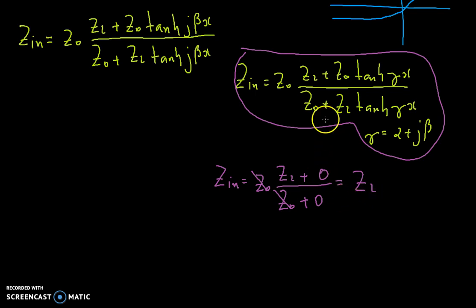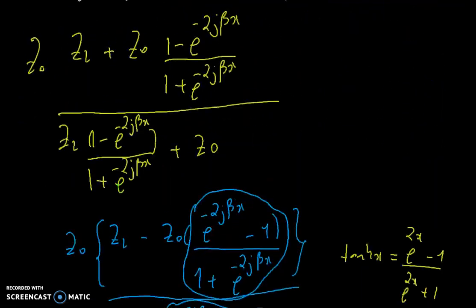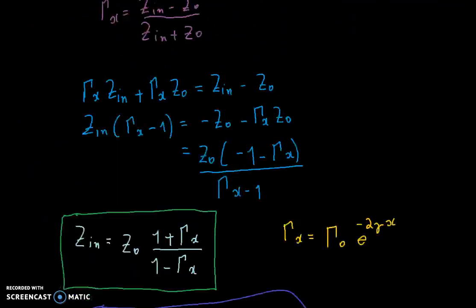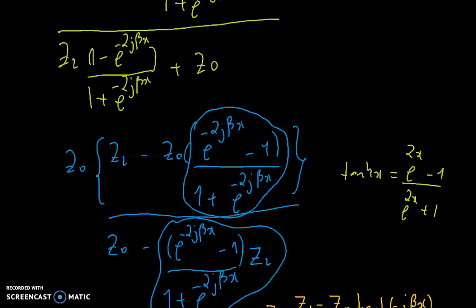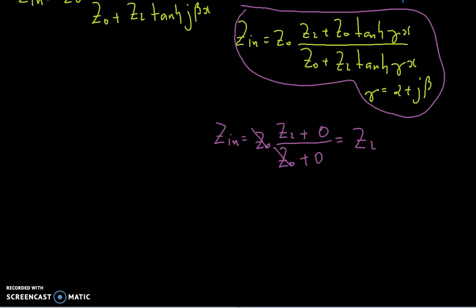So as you can see, this formula makes sense, because when x equals 0, we are right at the load. If you look here, we are right at the load. So the input impedance at the load is just the load. So the formula is correct.